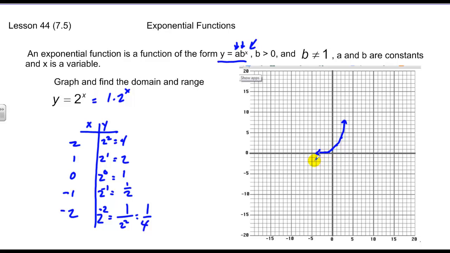You'll notice that this is leveling out at 0 because you can't take a power of any positive number and ever get a negative number. So in this case, my domain goes forever in the right direction and forever in the left direction, so it's all reals. Then my range, that's my y values. You'll notice it goes up forever, but only goes as low as 0, but never gets there, because 2 to any power will never equal 0. So y is greater than 0, but it doesn't equal 0.